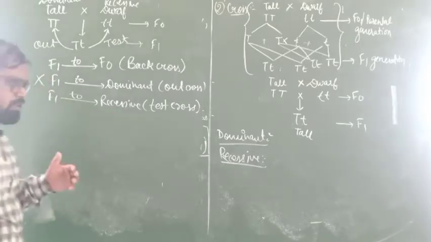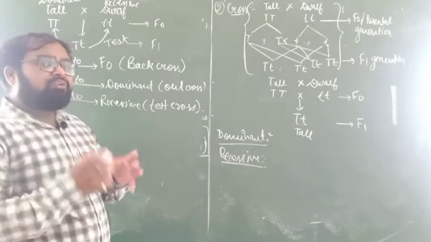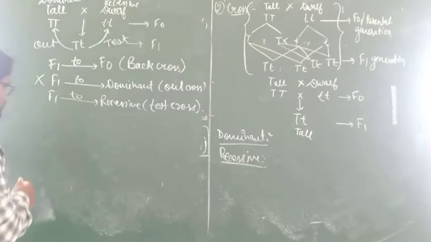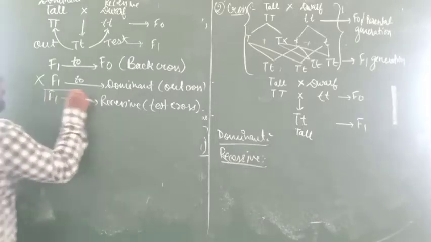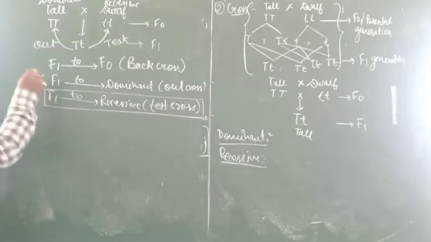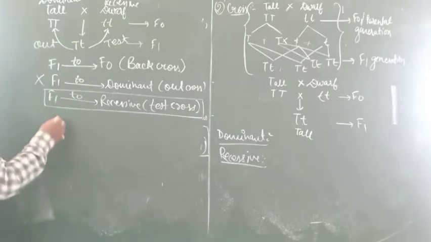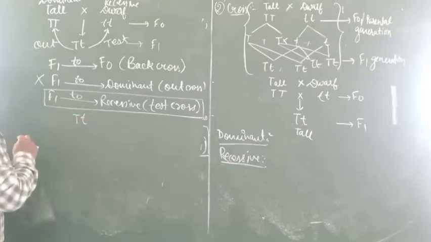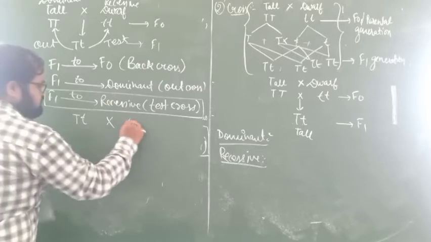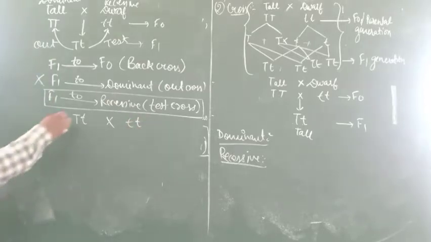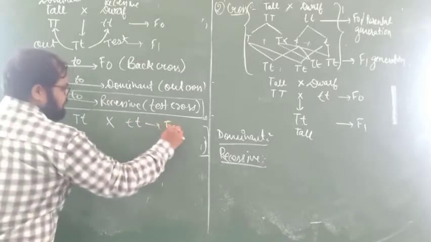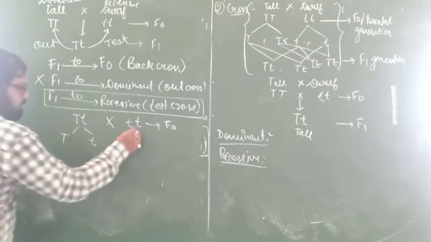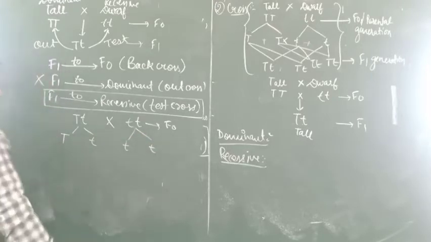So the question arises, why do we do that? First we will do the process. Suppose we do the test cross. Suppose this one is the F1 generation, capital T small t, crossed with the recessive character, small t small t. They are the parents, the F0 generation. Here capital T and small t are separated, and here small t and small t are separated.